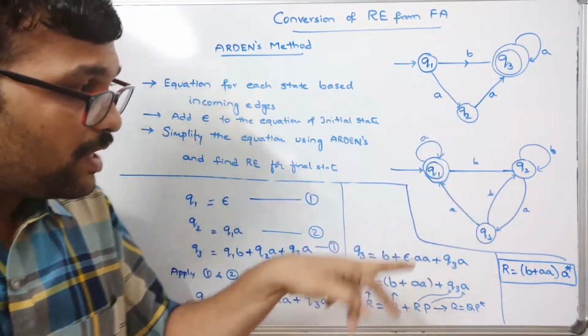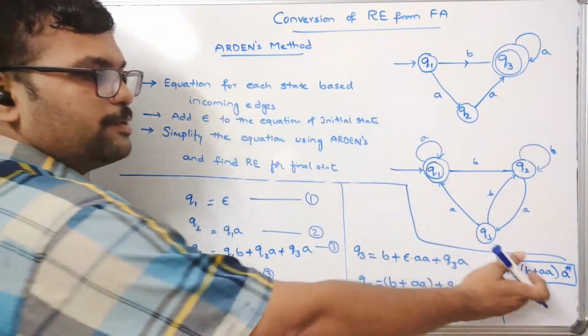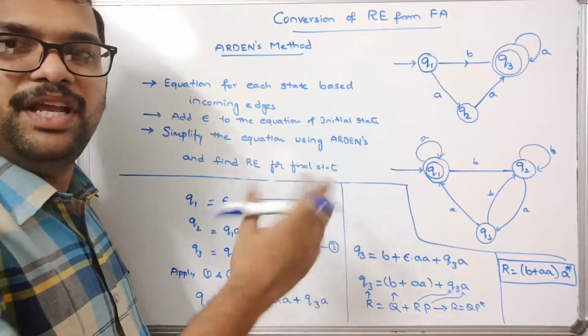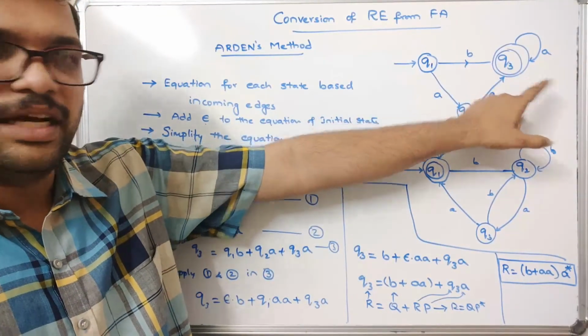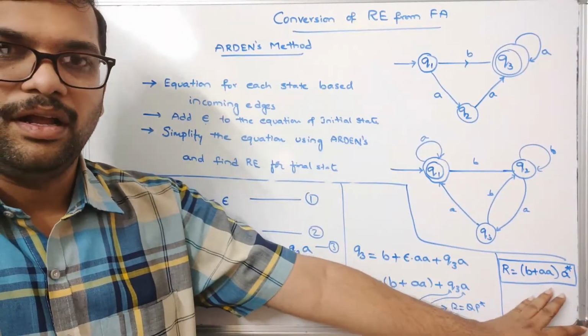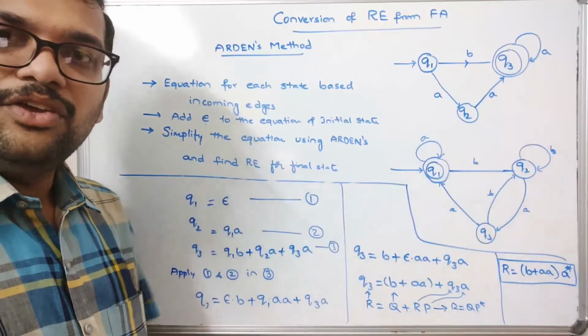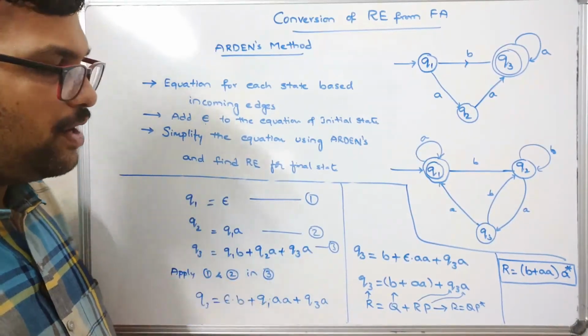So if our finite automata has two different final states, find the regular expression for both states and simply add them, right? If there is only one final state, the regular expression of this particular equation will be final. And if we have two final states, you need to find the regular expressions for both the final states and add them. Okay, so hope you understood.